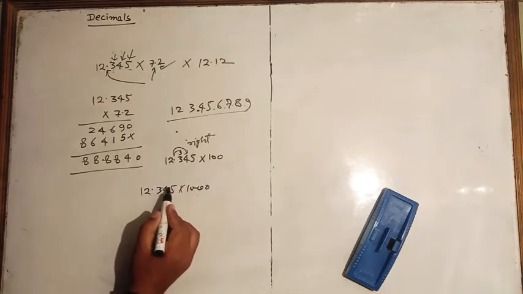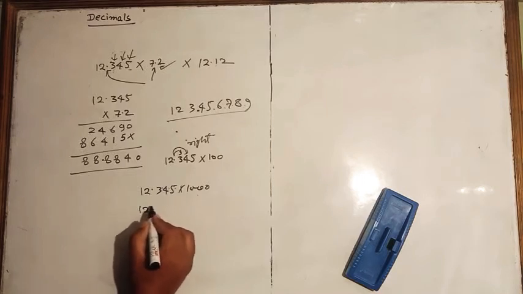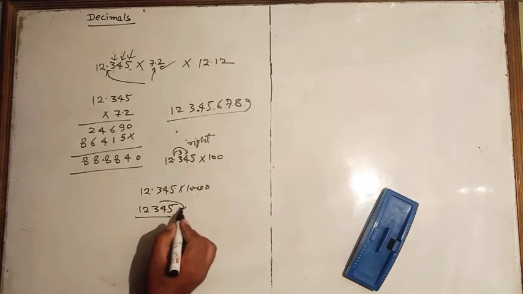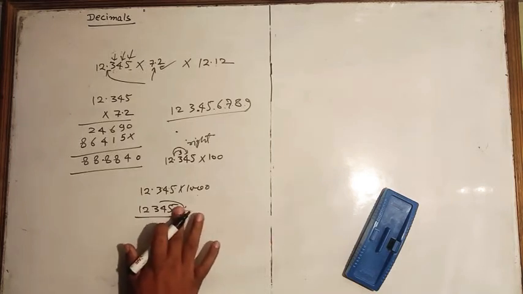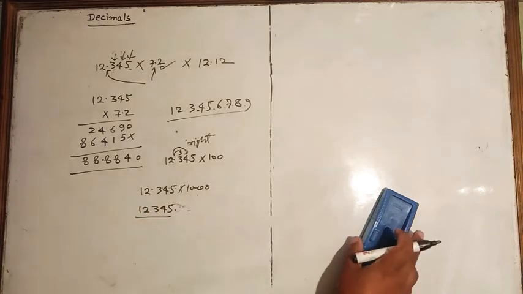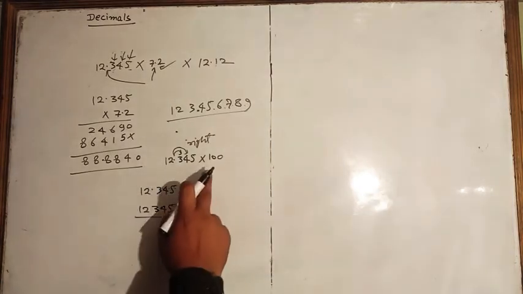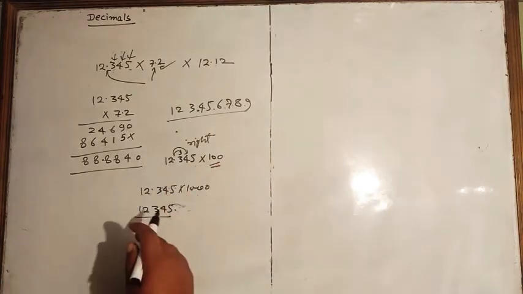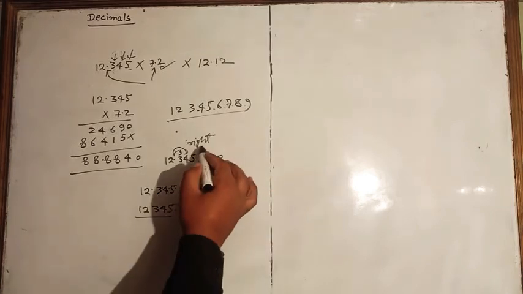So here 12.345 will become 12345, or we can write a 0 where the decimal moves, like this. Whenever we are multiplying with a multiple of 10, that is 10, 100, 1000, you will remember this.